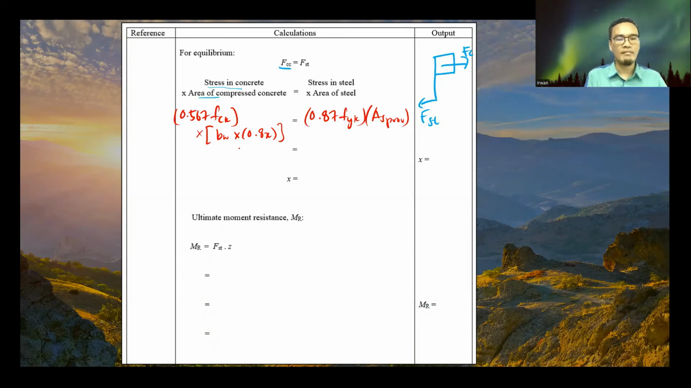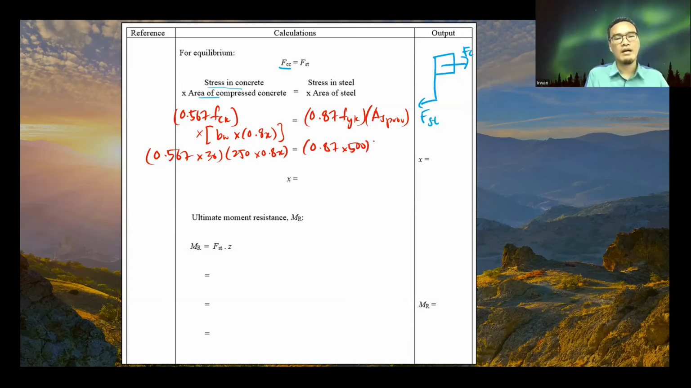Can you help me to solve this equation? 0.567 times, what is the value of FCK? 30. The value of BW is 250, and times 0.8x. And then 0.87 FYK is equal to 500, and our AS provided is equal to 1257. So can you solve the value of x for me?